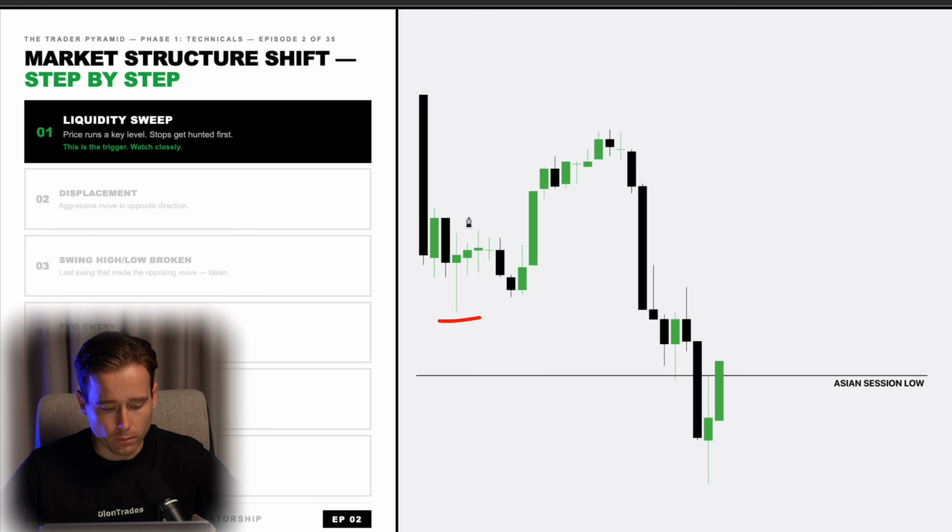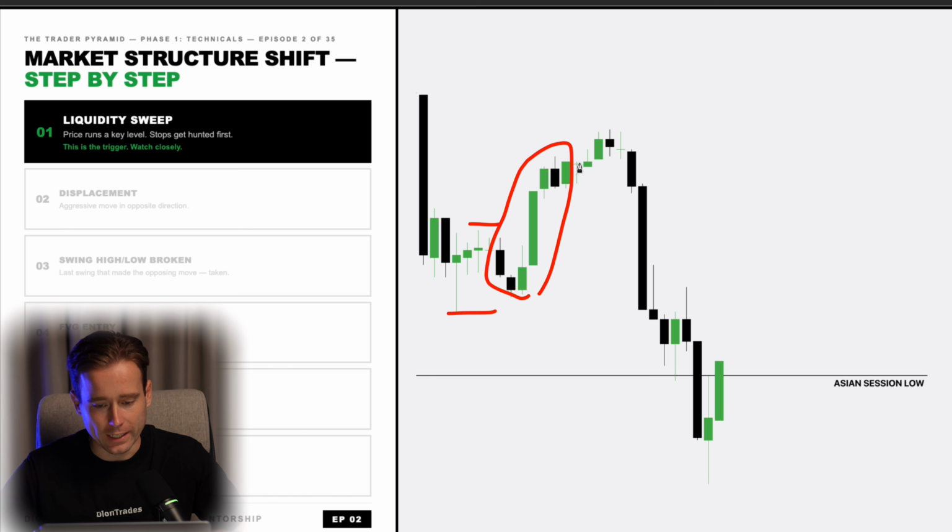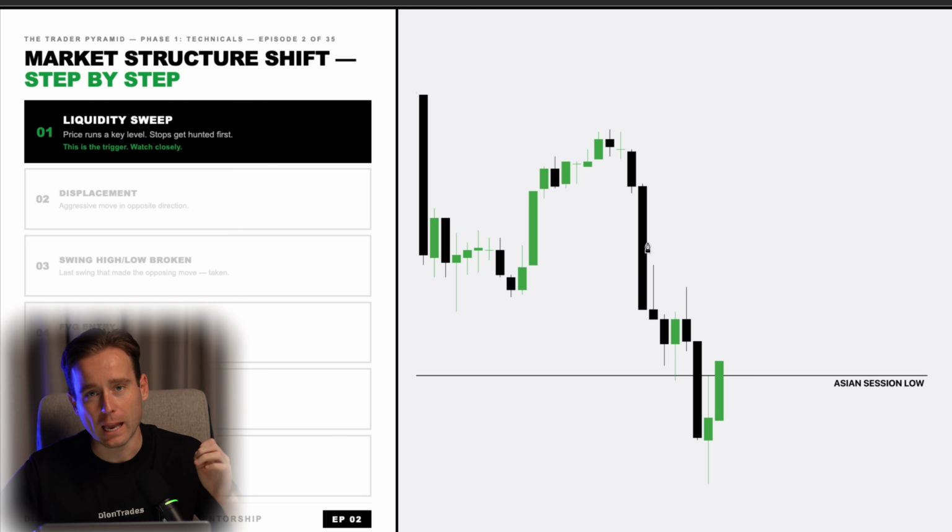So here's the problem. Most traders just see a high and a low. And the second it breaks, they think, yes, that's the structure shift, let's go. And they get stopped out immediately. What you actually need are the following steps. And the first step is the liquidity sweep.